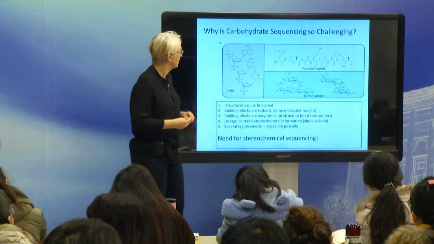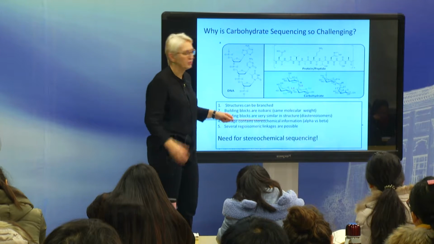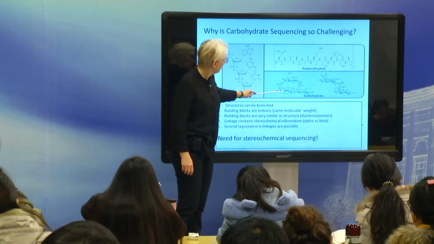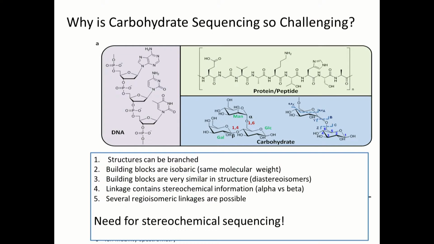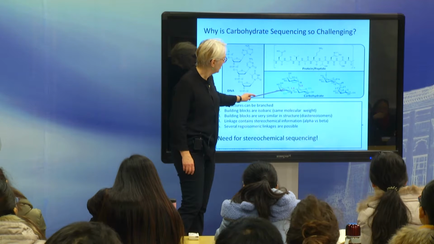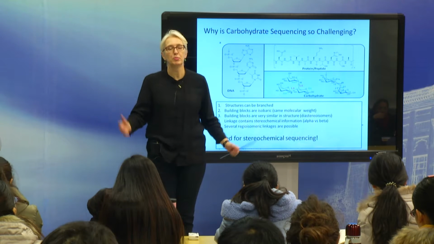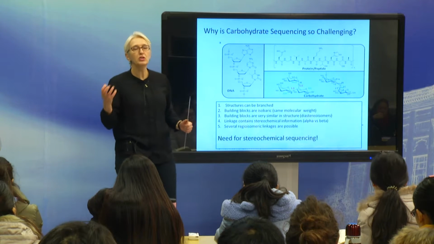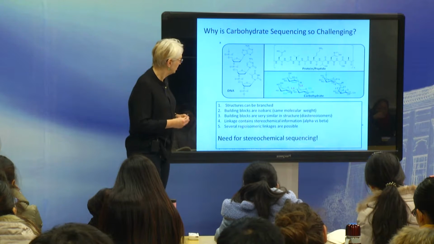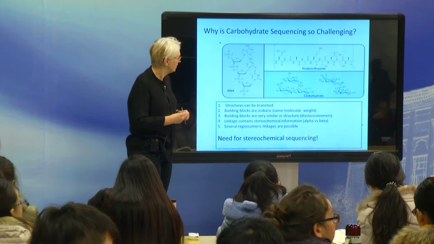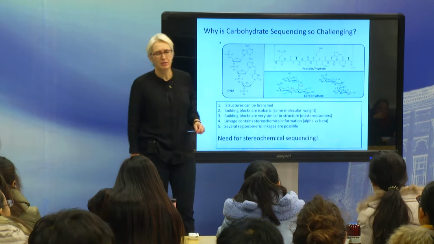You can't do that with carbohydrates because, first of all, they're more diverse, but also, if you look at this trisaccharide, for example, which has mannose, glucose, and galactose, each building block has the same number and types of atoms. So in mass spectrometry, they would all look exactly the same. They're isobaric, so you can't really use pure mass spectrometry to sequence them. That's very difficult, and they're very similar in structure anyhow.